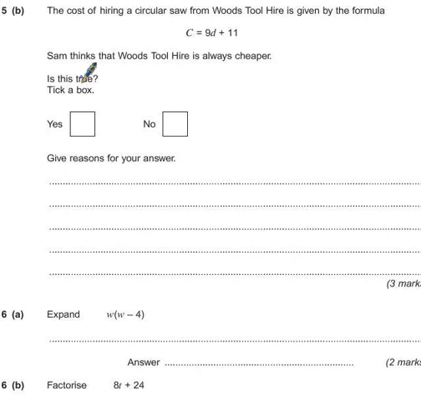Now 5 part B, so the cost of hiring a circular saw from Wood's Tool Hire is given by the formula C is equal to 9D plus 11. So that's £9 for every day plus an initial charge of £11. Sam thinks that Wood's Tool Hire is always cheaper. Is this true? Let's just remind ourselves the cost is equal to 8D plus 16 for Branch. Now, Sam thinks that Wood's is always cheaper. If we can prove that it's ever the same, that will mean that we can answer no.